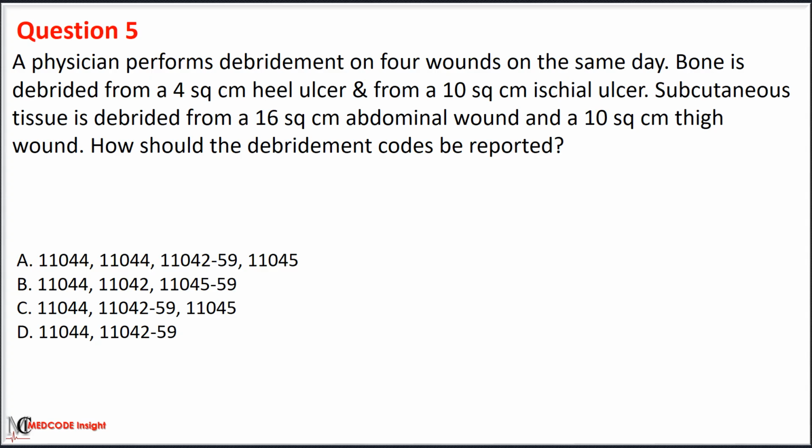A physician performs debridement on 4 wounds on the same day. Bone is debrided from a 4 square centimeter heel ulcer and from a 10 square centimeter scar ulcer. Subcutaneous tissue is debrided from a 16 square centimeter abdominal wound and a 10 square centimeter thigh wound. How should the debridement code be reported?